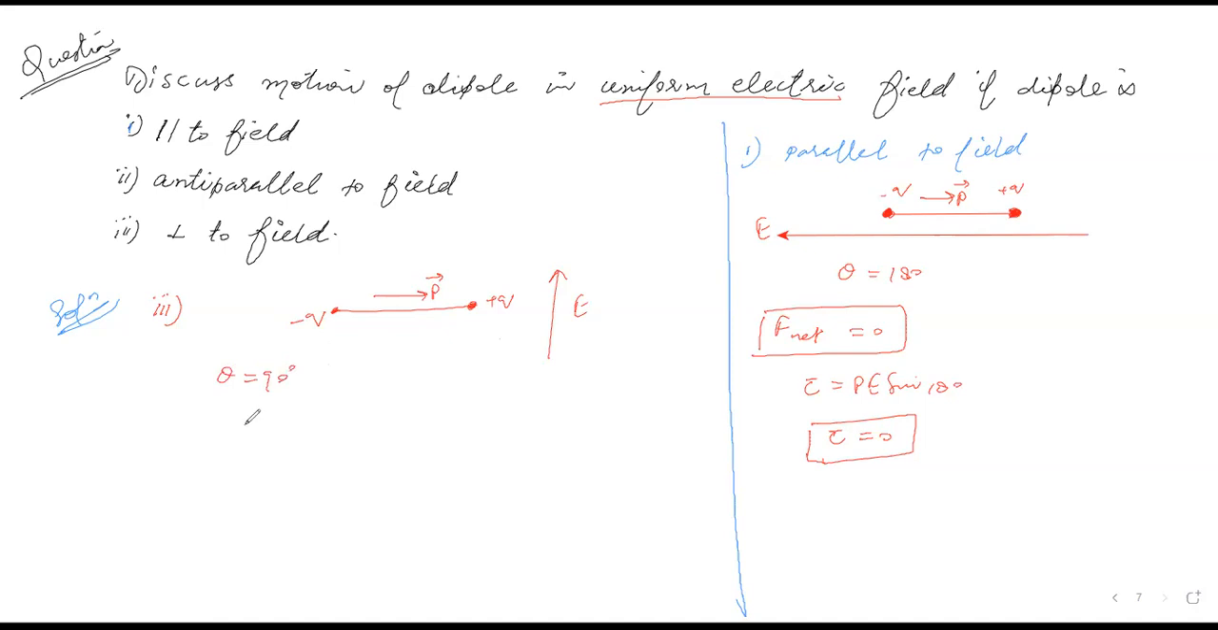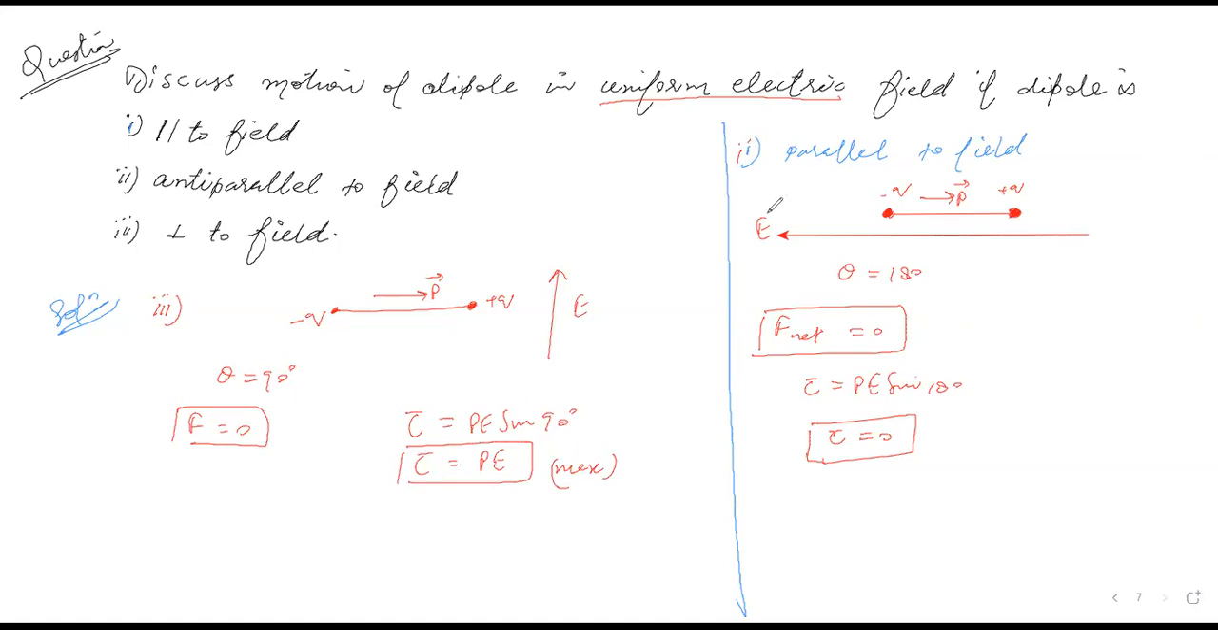What will be the net force? Net force once again will be 0. And the tau is PE sine 90 degrees. Sine 90 is 1. Hence, the torque acting upon this body is maximum. Also write down that in the first case, it will be minimum. Note it down, please.